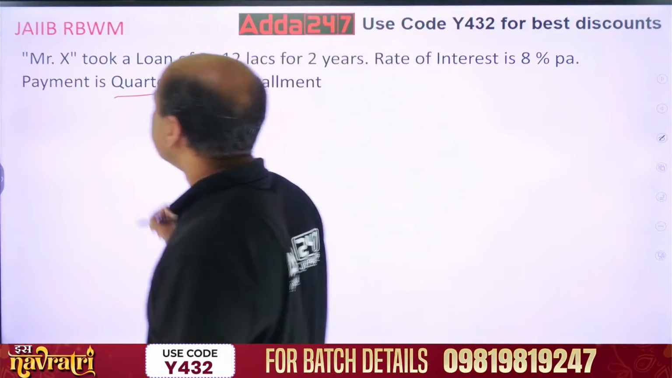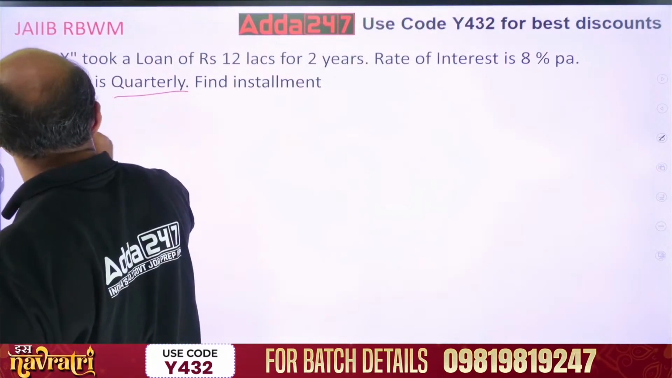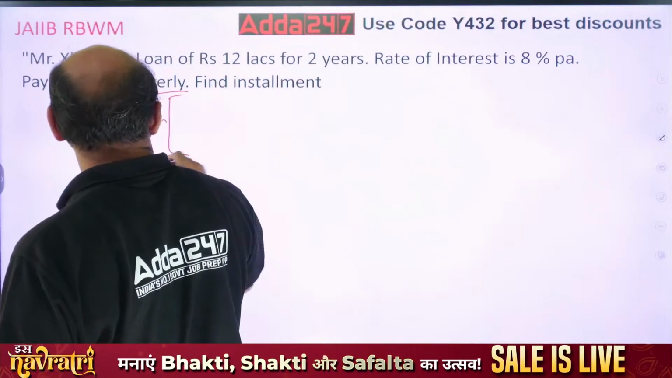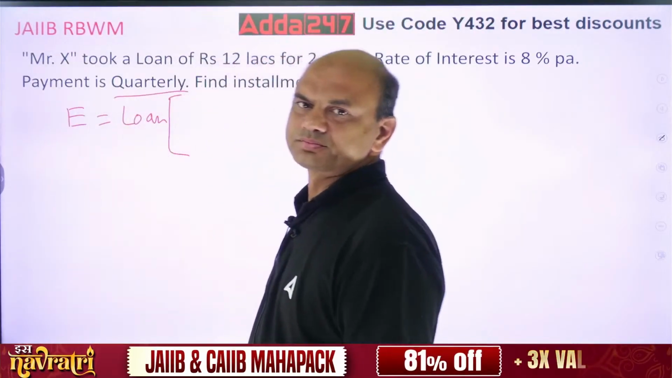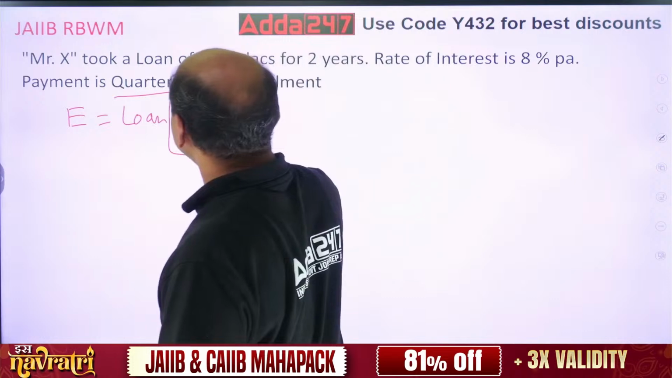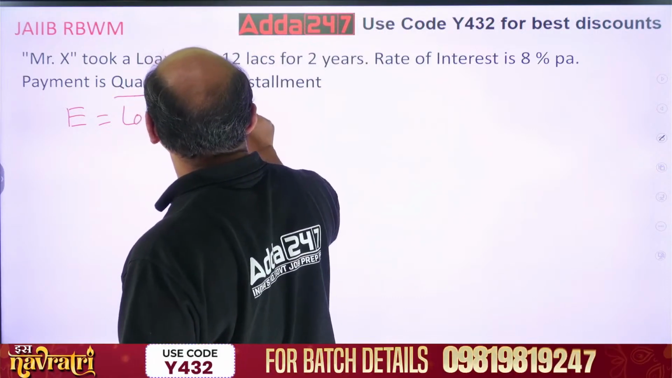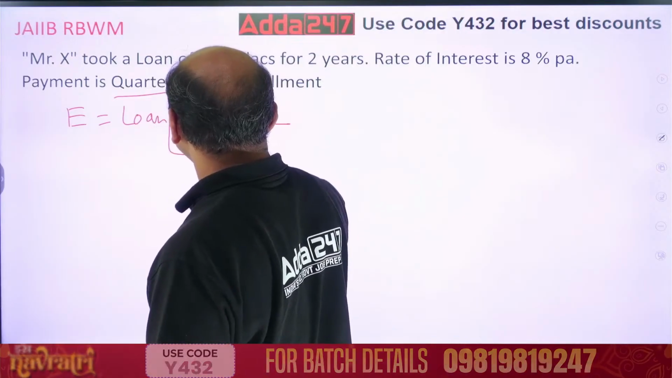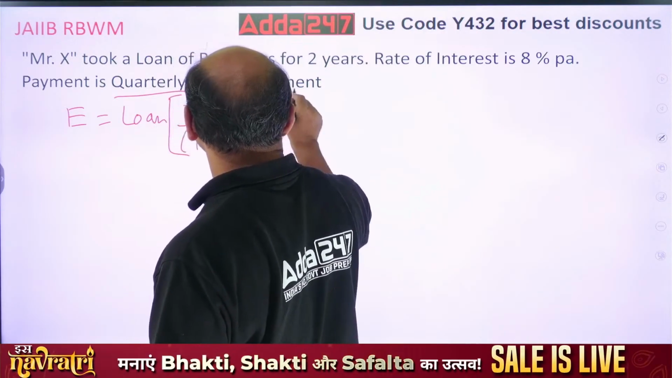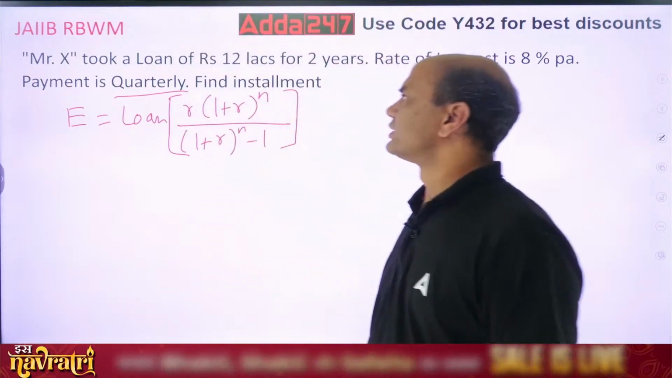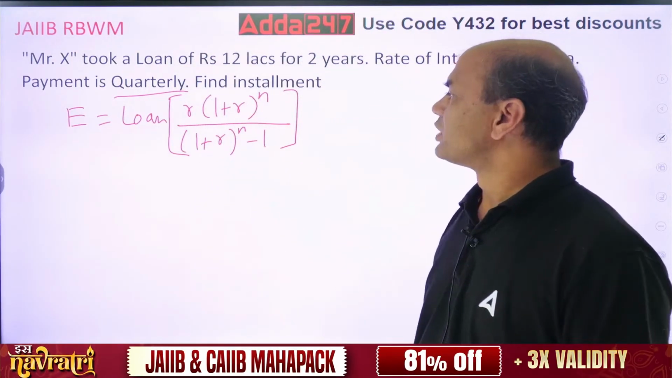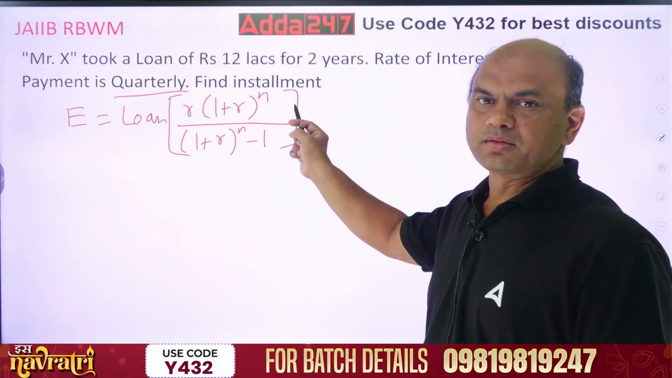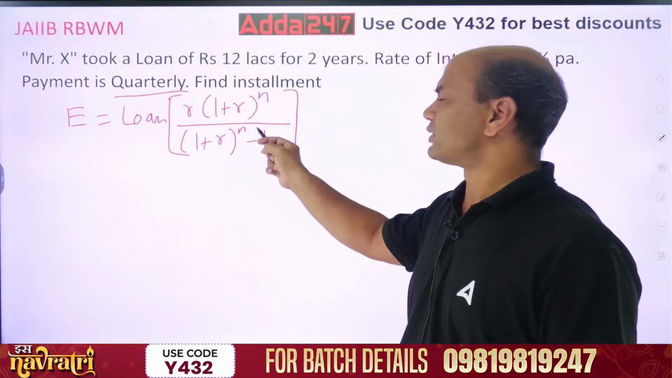First, EMI equals loan amount into R into (1 plus R) raised to n the whole upon (1 plus R) the whole raised to n minus 1. See, loan into R into (1 plus R) raised to n upon (1 plus R) raised to n minus 1.